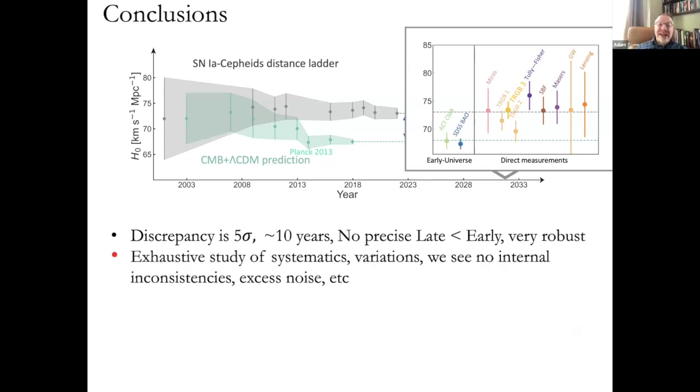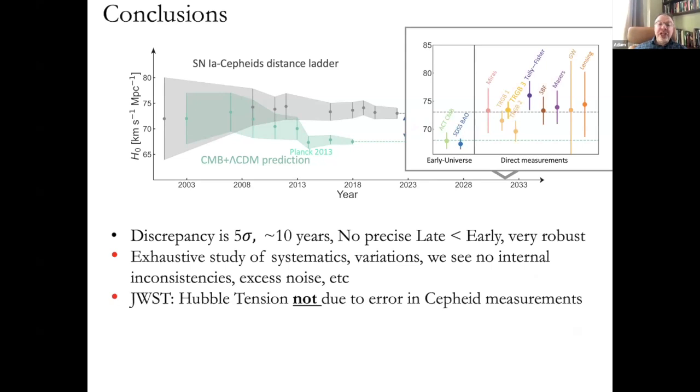Going through really an exhaustive study of systematics, variations, looking at internal errors, we see no evidence of excess noise. But what JWST has really done is, I think, put the nail in the coffin of any alternative way out of this problem by systematic errors in Hubble Space Telescope measurements, because the JWST data is just so darn good that there's really no way I see around this. I think it's a really great puzzle. We're fortunate in cosmology to have such interesting questions to work on, and the potential for discovery space with JWST.